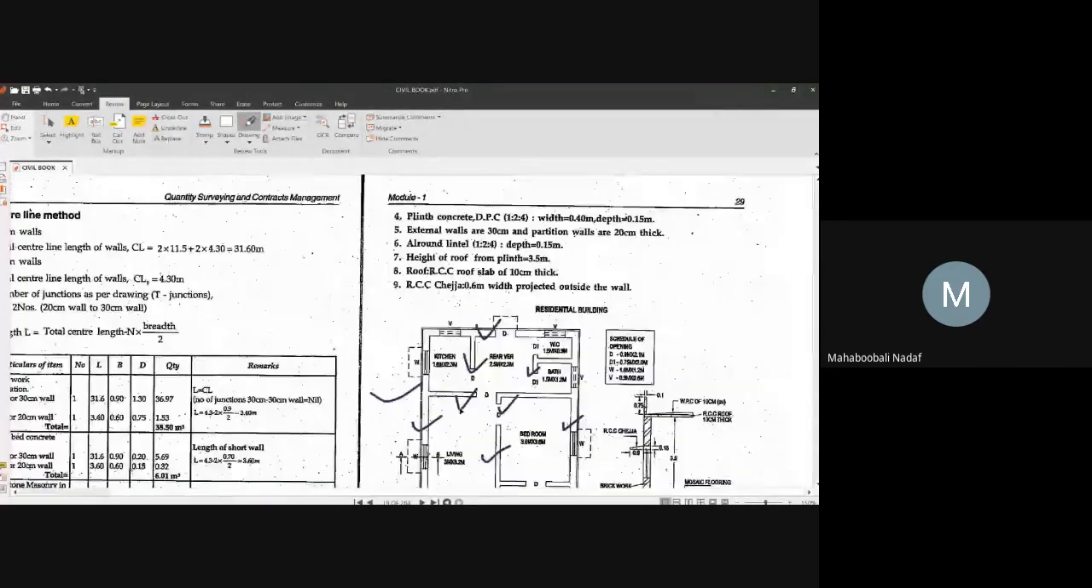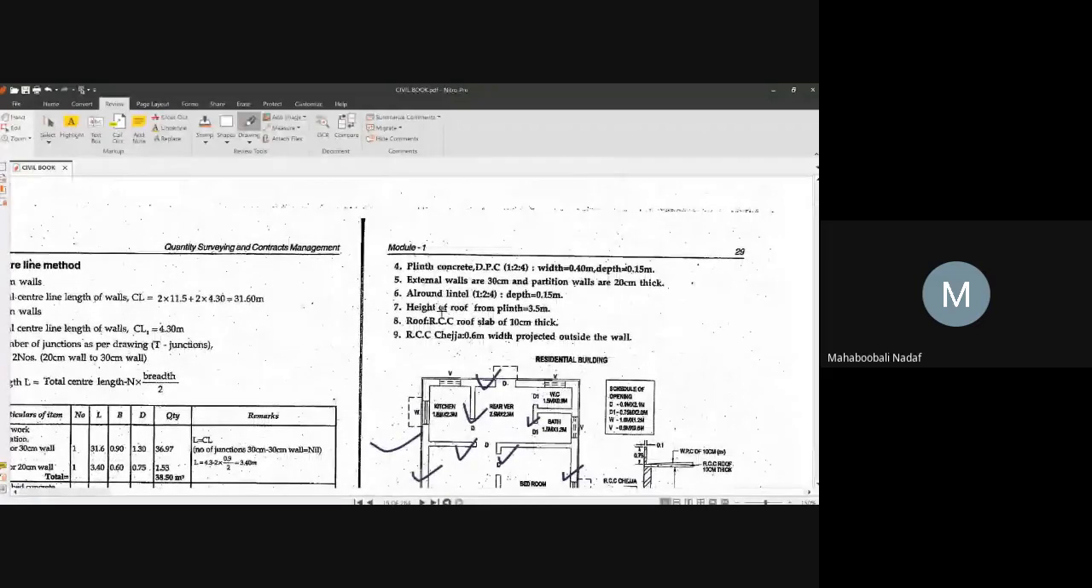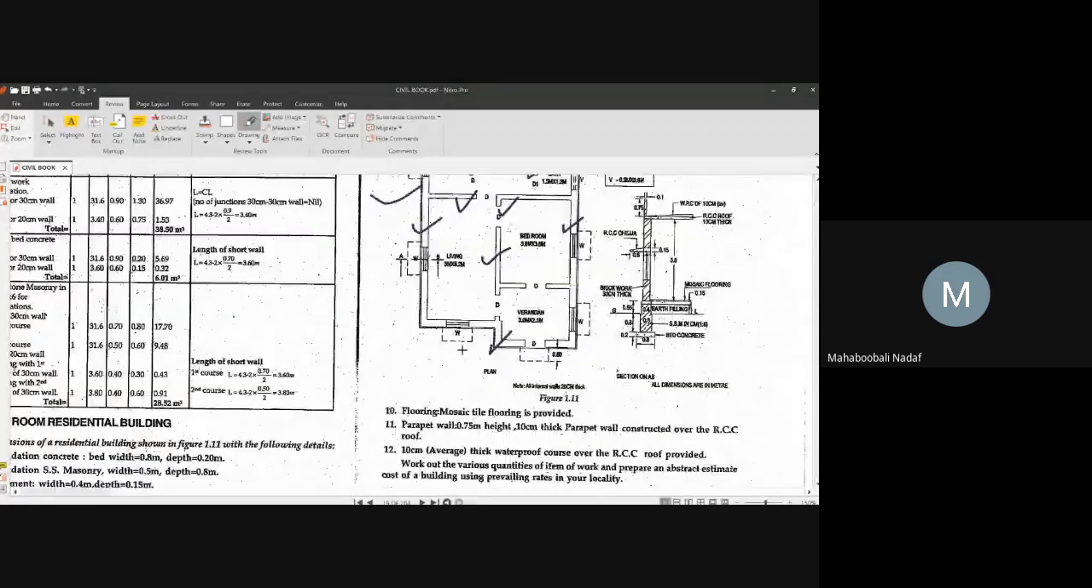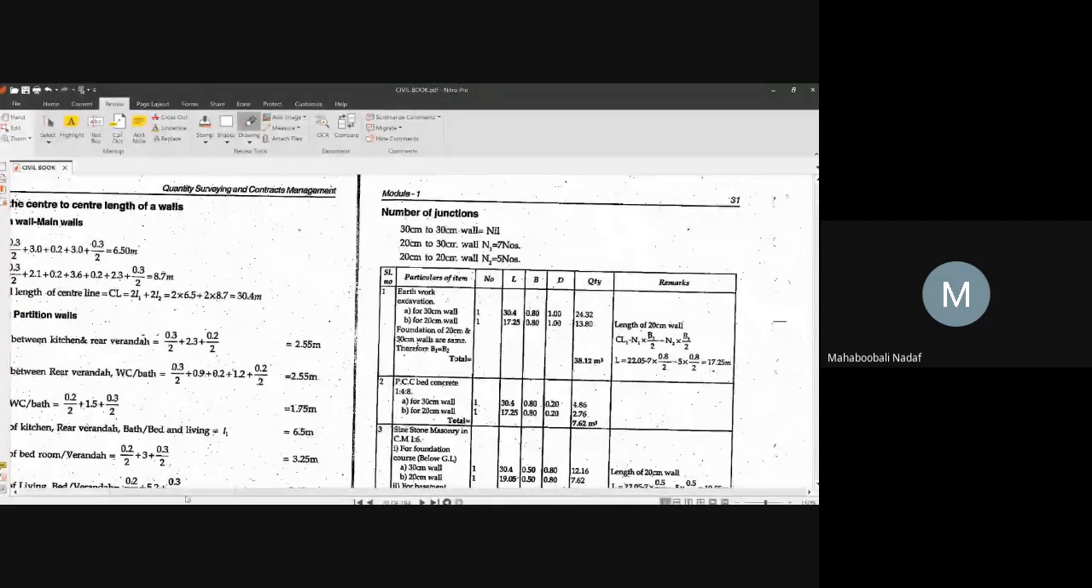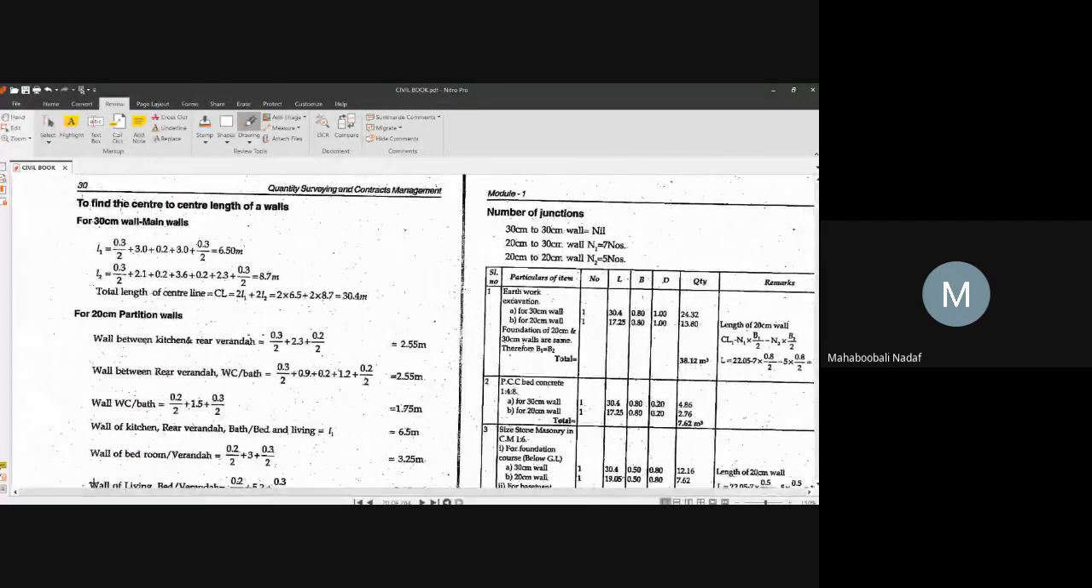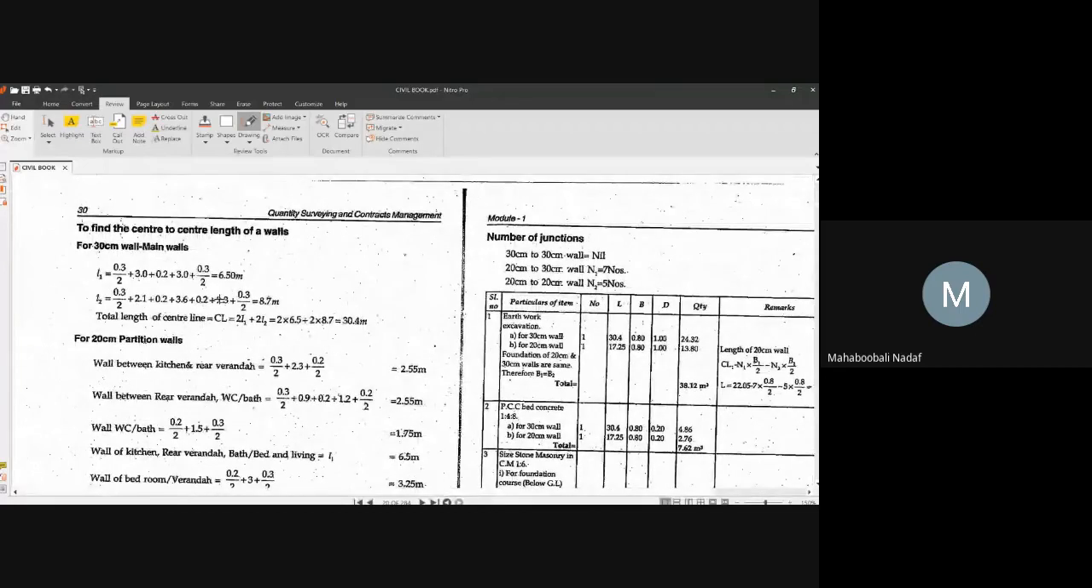Now see, so many elements in this example. It is solved. We'll go one by one. Now you have to keep your book and pen, where you have already drawn this diagram. Now for the 30 centimeter wall, first, as usual, for everything, you need to calculate the center to center distance.